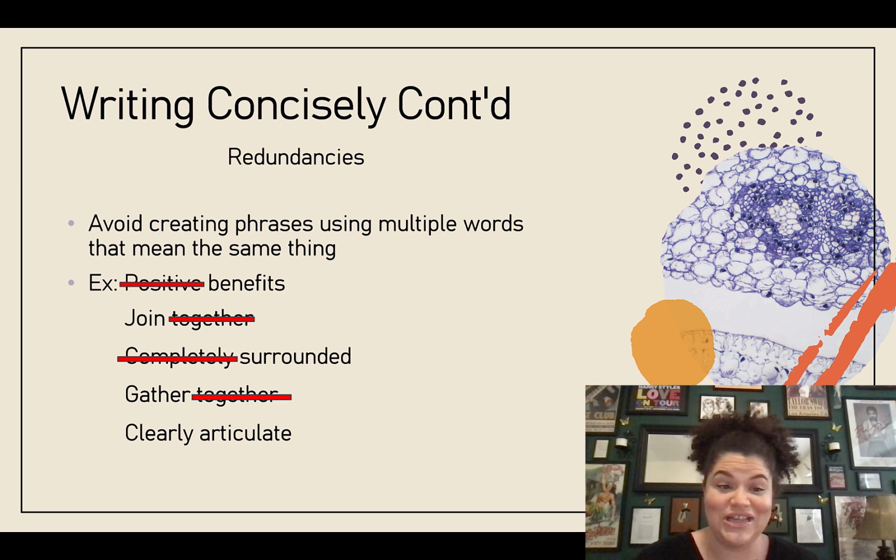Gather together. Again, we don't need together because when we gather, we come together. That's what the word means, right? So the word together is redundant. We don't need it. Last but not least, clearly articulate. We do not need the word clearly because the word articulate means to explain something clearly. So the word clearly is already ingrained in the word articulate, so we don't need it. It's redundant. By removing it, we make our writing more concise.